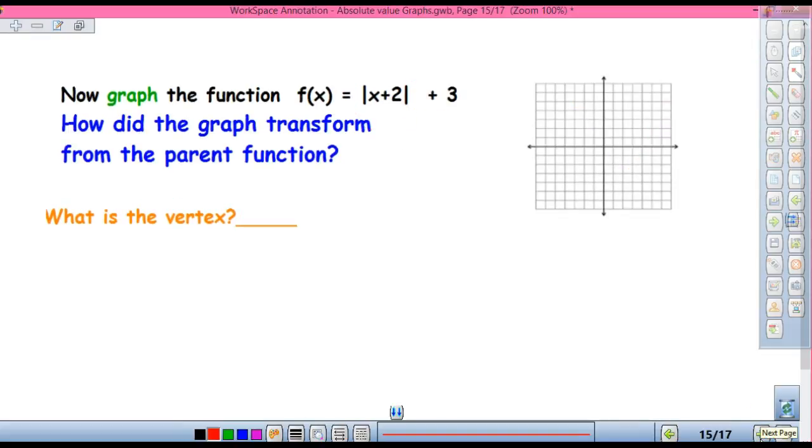So this guy, just looking at it, what's my vertex going to be? Yeah, so that's got to change to a negative because it's opposite of what's inside. And then since that's a plus 3, it's going to be a positive 3. So we're going to the left 2, up 3, and then from that spot, up 1 over 1. I'm going to make our V.